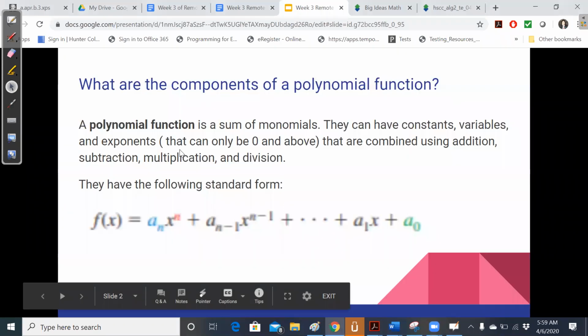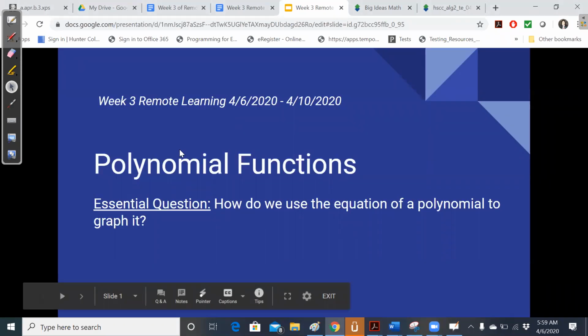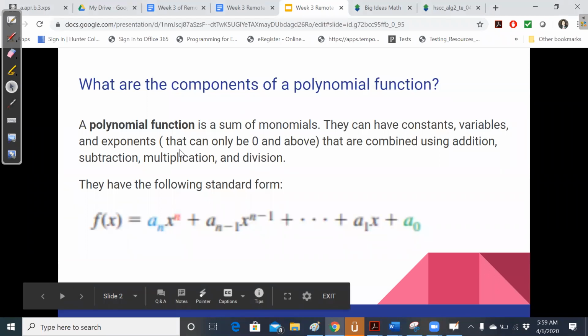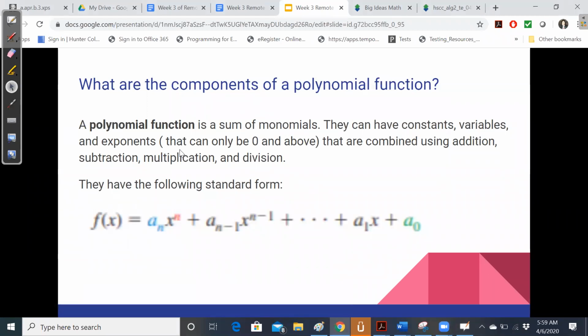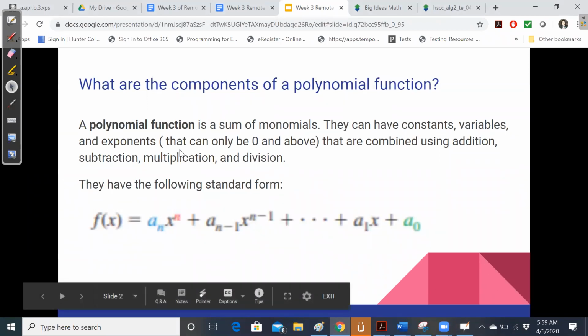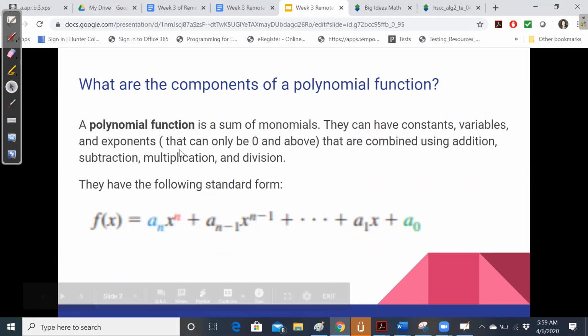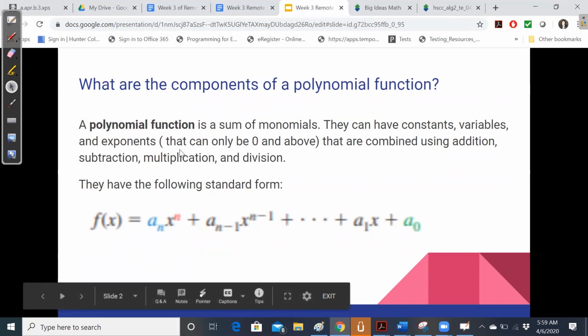We're going to be looking at polynomial functions, particularly how to graph them. Now, when we're looking at polynomial functions, we're looking at the sum of monomials, and they usually have this standard form over here, with the exponents all in descending order, and we're just going to look at some key parts of it that'll help us to graph it.